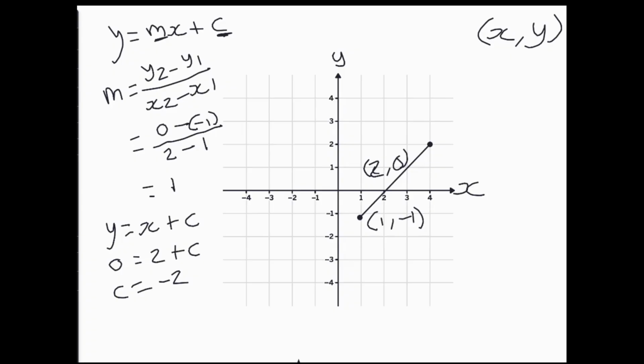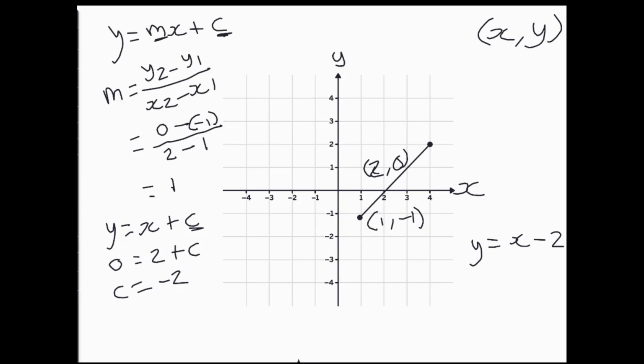Now what we did here, we took a known point, and then we substituted it back into the equation, and then we found c. This makes our equation of this function equal to y equals x minus 2.